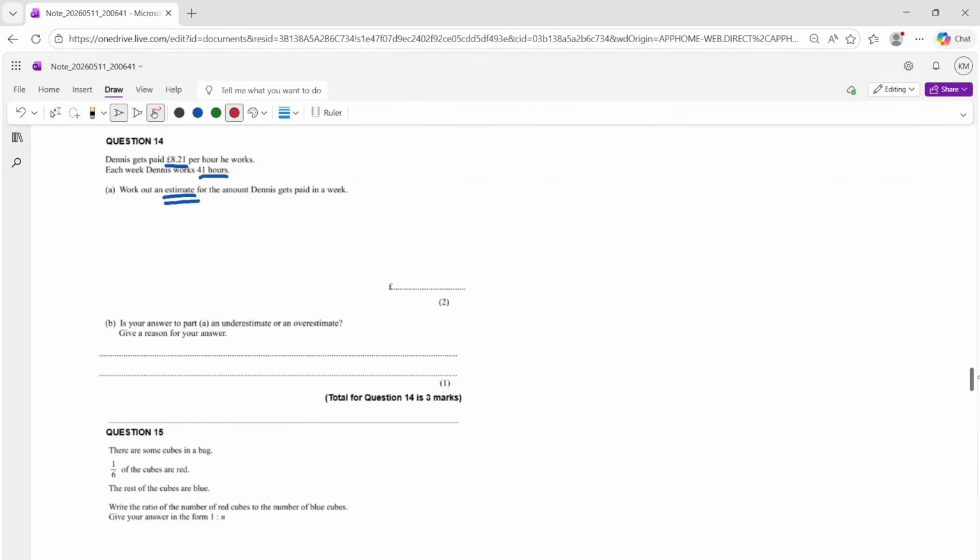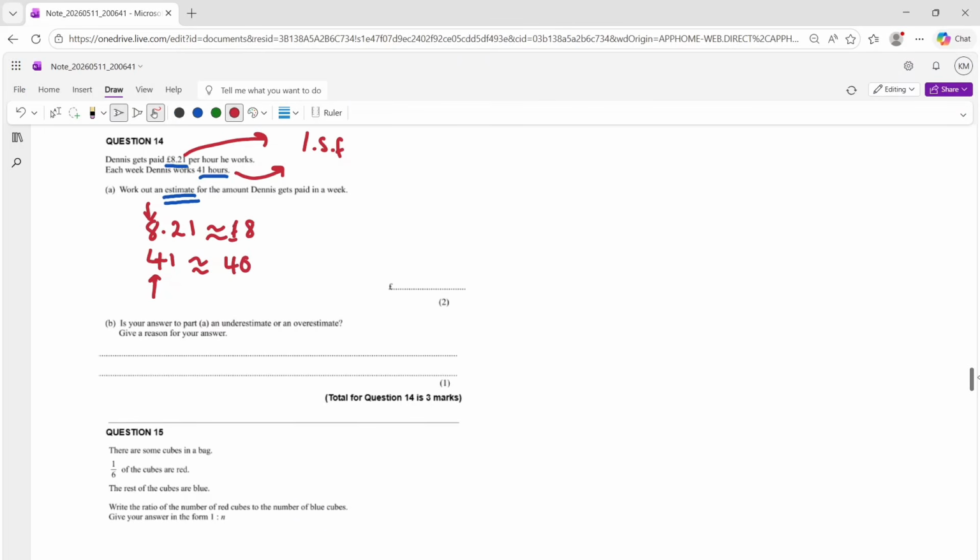Okay, so we're going to estimate, you round each of the numbers in the calculation first. So you round to one significant figure. So let's look at £8.21. My first significant figure is in the units column. So I round that to the nearest whole number. So I'm going to estimate that to be £8 per hour he works. Then he works 41 hours again. If I round that to one significant figure, my first significant figure is in the tens column. So I round to the nearest 10, which is 40.